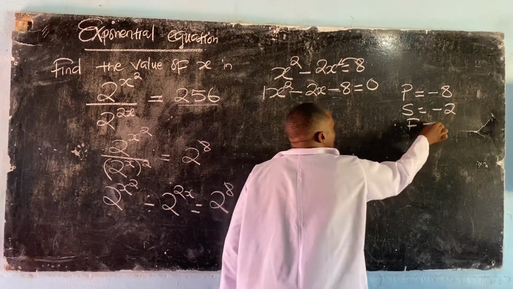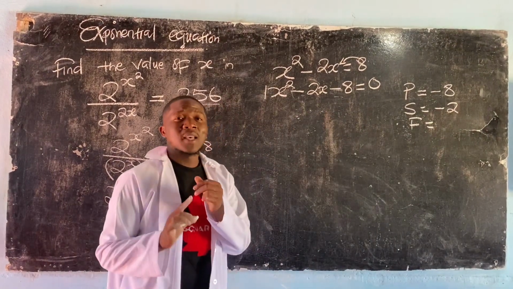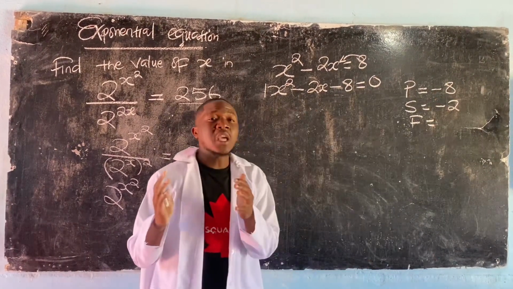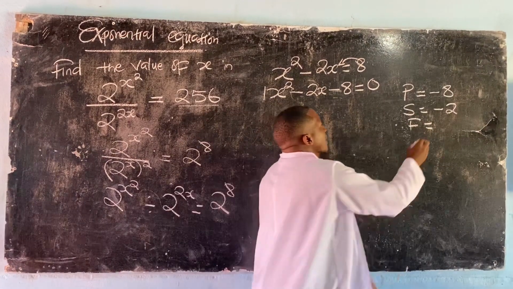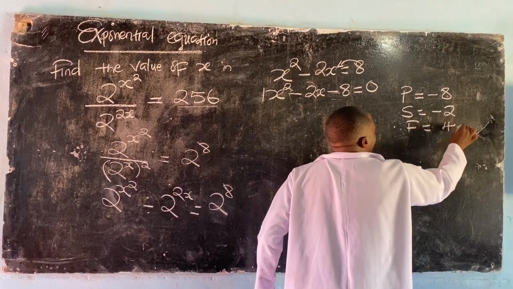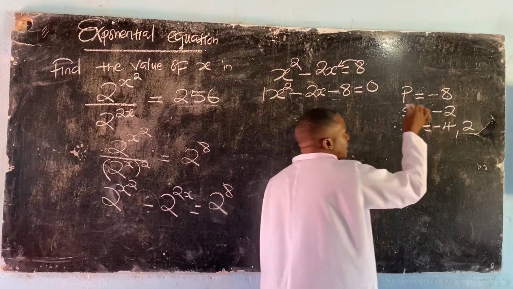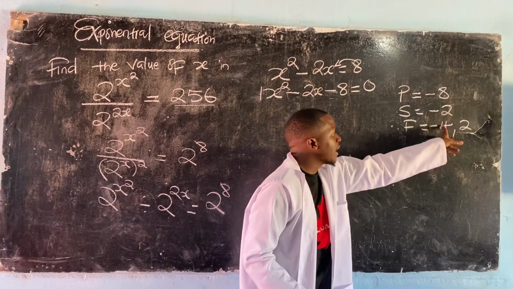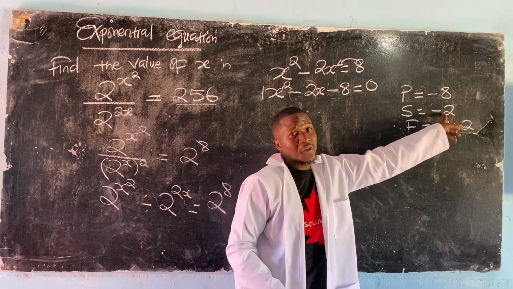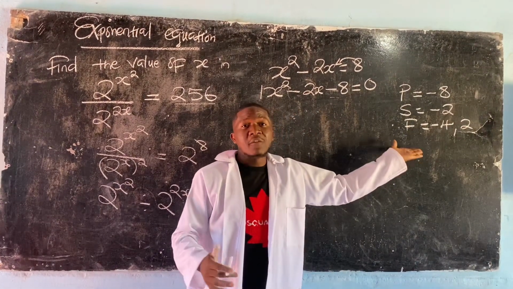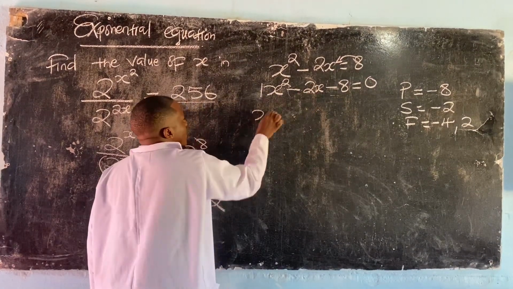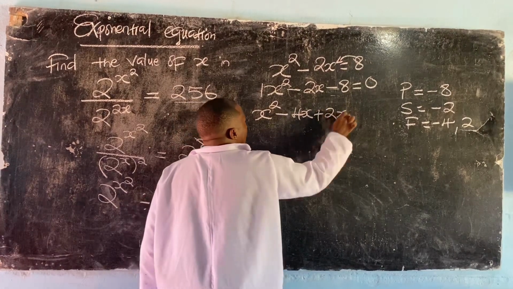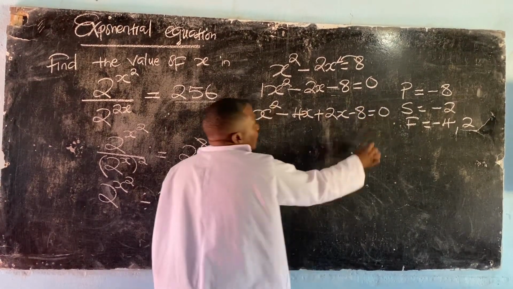So I'm going to find the factors. These are two numbers such that if we multiply, we get the product, and if we add, we get the sum. To get 8, we can use 4 and 2. When we put negative, negative 4 times 2 is negative 8, and negative 4 plus 2 is negative 2. We replace the middle expression with the two factors. This means x squared minus 4x plus 2x minus 8 is equal to 0.